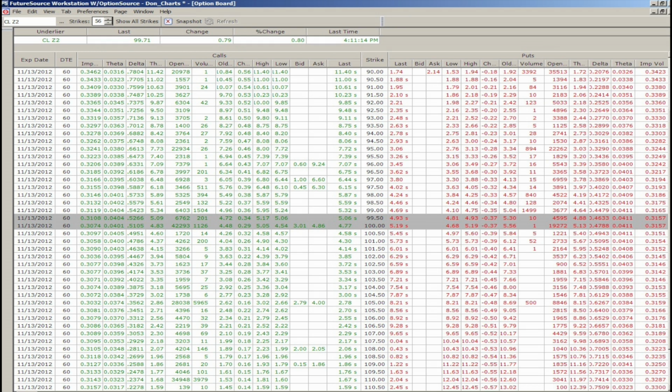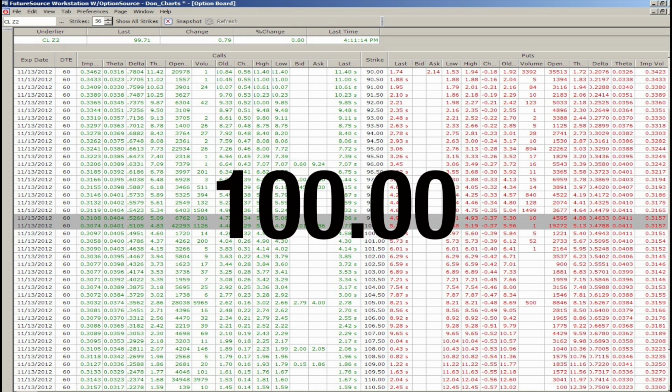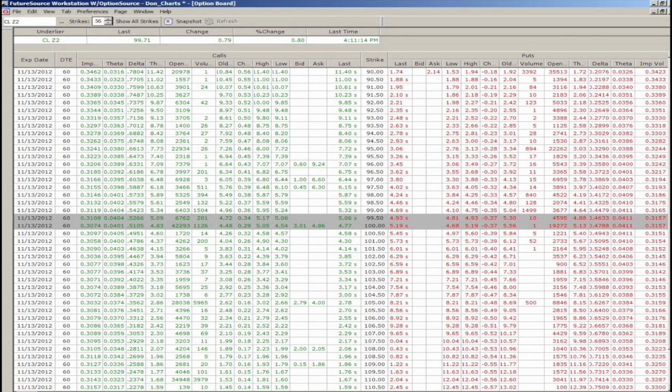The at-the-money strike at this time is the 100 even strike price, which is valued at 4.77 points, or $4,770. The point value for options is the same as the point value for the underlying futures contract. It's $10 per point in the crude oil options market. The near-the-money strikes are generally within 5 of the 100 even strike price in either direction. Out-of-the-money strikes are further out from 5 strikes in either direction.